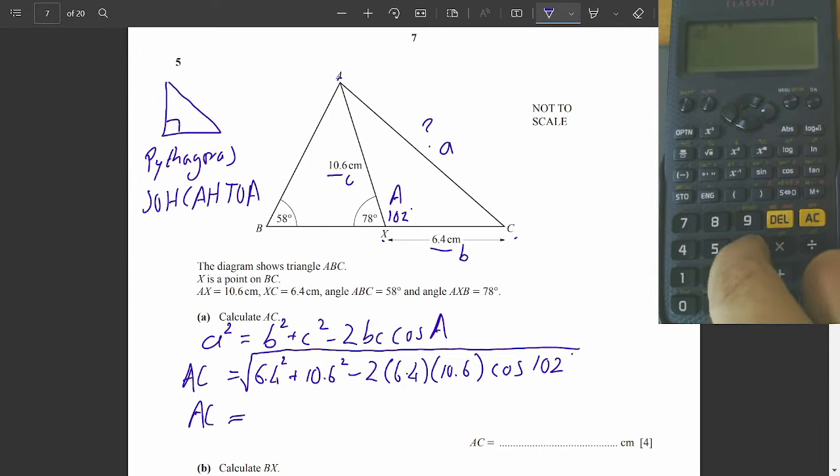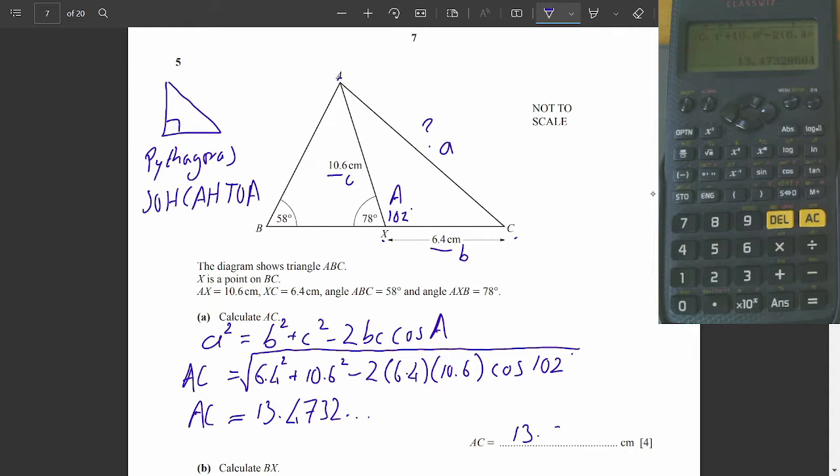So in the end, to find AC, we just need to key that into our calculator. So it's the square root of 6.4 squared plus 10.6 squared minus 2, 6.4, 10.6. Make sure you press the right buttons. And then we got cos 102 close bracket equals, and we get an answer there, right, which is 13.4732, etc. Rounded to three significant figures, 13.5.